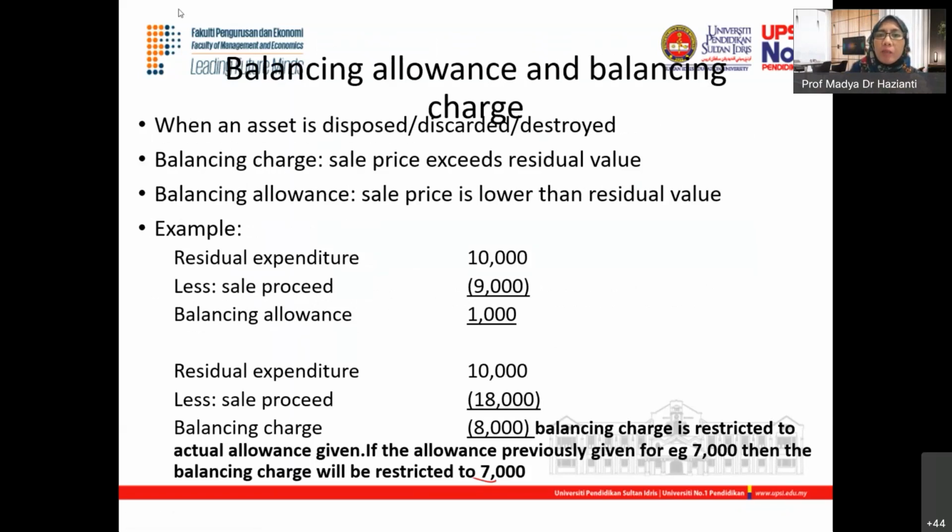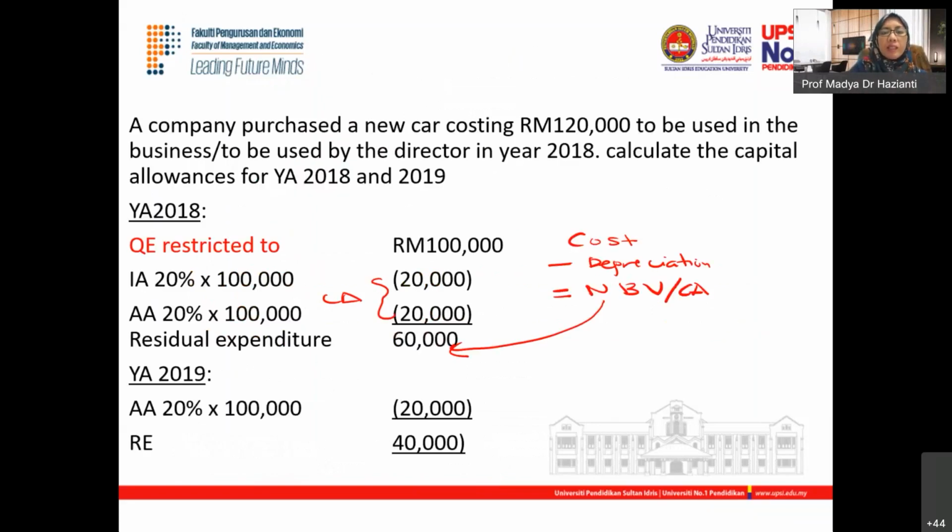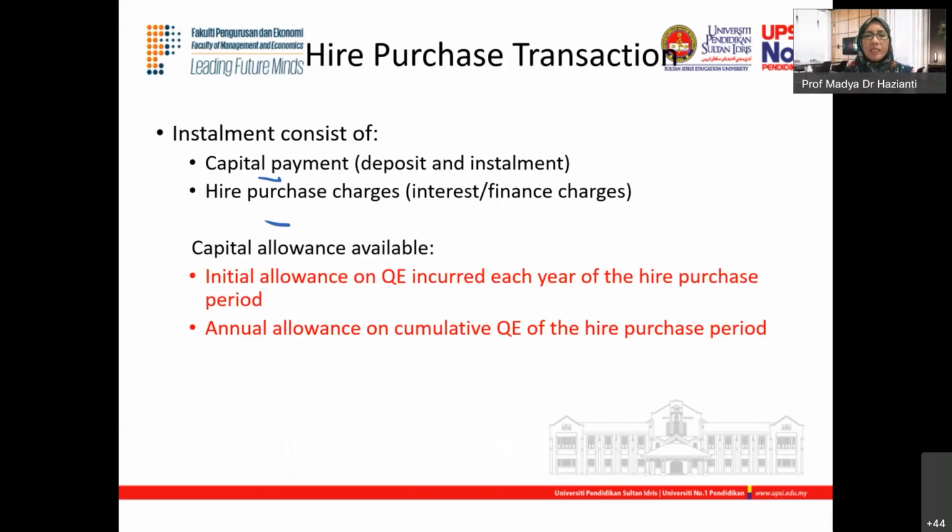Okay, so dia hanya berlaku only when the asset is disposed, discarded or destroyed. Selagi aset tu ada with the business, benda ni tak ada. Selagi aset tu ada with the business, calculation is macam ni je lah. Kira lah sampailah habis, sampai residual expenditure ni jadi zero. Sometimes aset tu dia guna halfway je, lepas tu dia jual. Bila dia jual, kita akan ada macam ni.